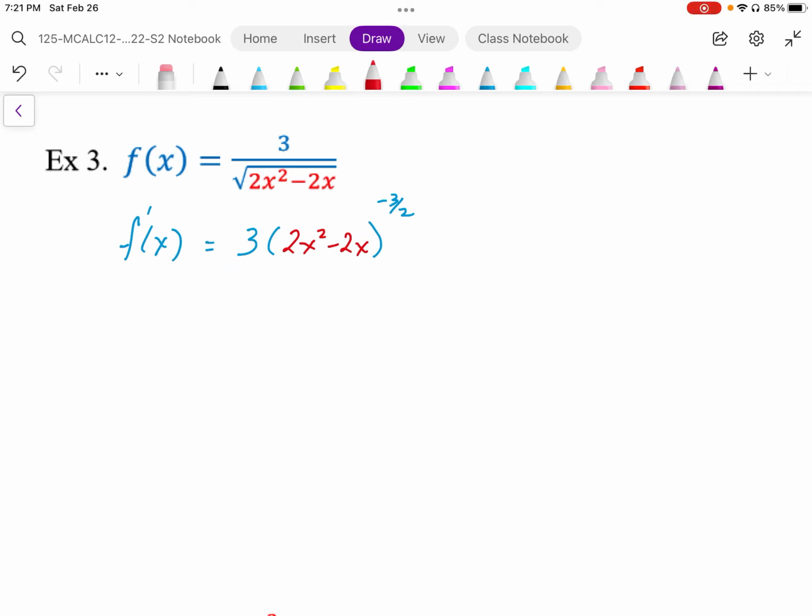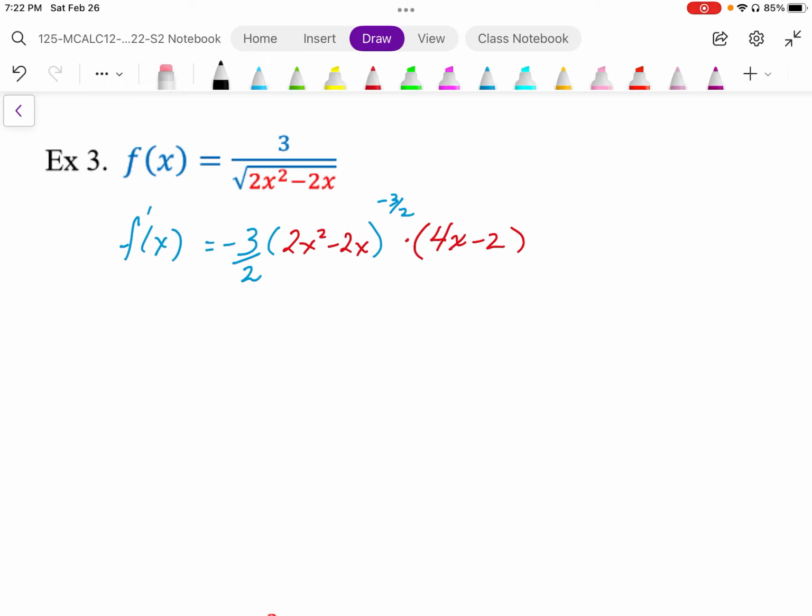I've now differentiated. Oops, sorry. Forgot to multiply the power there. So it's going to be negative 1/2 times 3. That's my power. I'm going to reduce the power by 1, so I get negative 3 over 2. And then I'm going to apply the chain rule. So once I've differentiated outside, I work inside, and I get 4x minus 2. Make sure you group that in brackets. And there is my chain rule derivative.